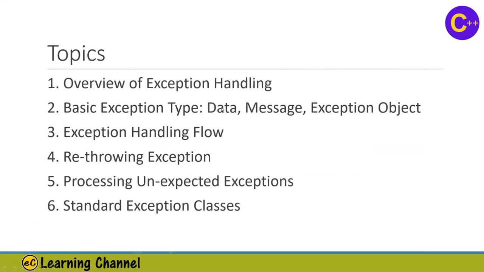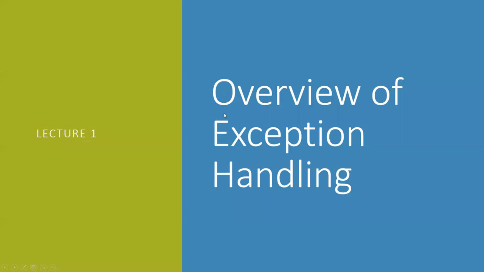And then you can throw an integer, throw a double, throw a string. They are all okay. And then after you throw it, you have to handle it. And then there's an exception handling flow. And then you may be able to rethrow it. If you don't handle it right away, you can rethrow it, and then you will process unexpected exceptions. And we are talking about some standard exception classes like overflow, those kinds of standard classes. So these are the topics related to exceptions.